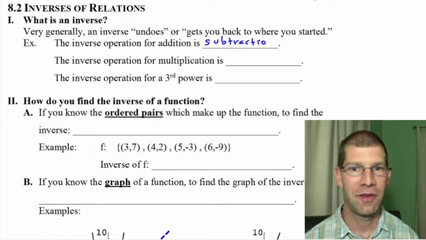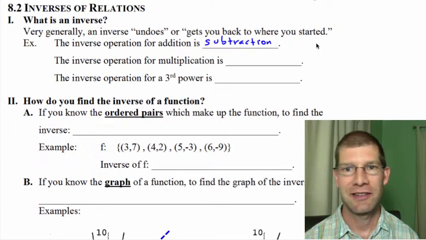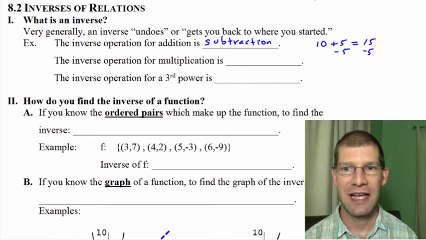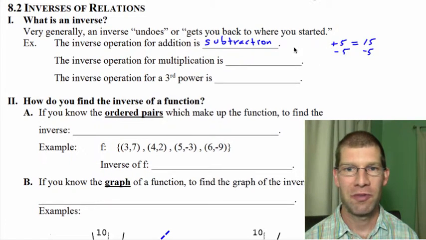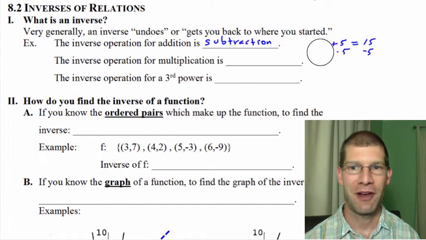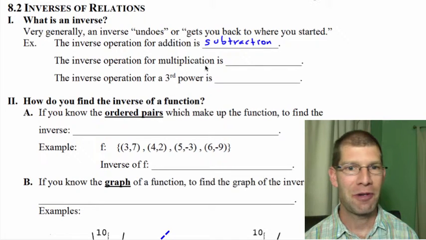If you have something like, say, x is 10, if you add 5 to that, you get 15. Well, if you want to undo that, you just subtract 5 from both sides. But usually when we're doing problems like that, it looks like x plus 5, and you undo it by going backwards. All right, I digress.